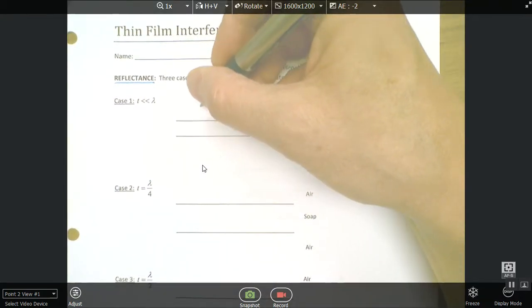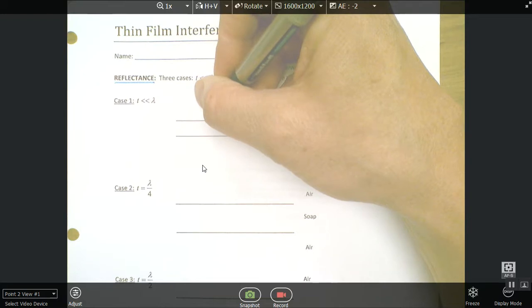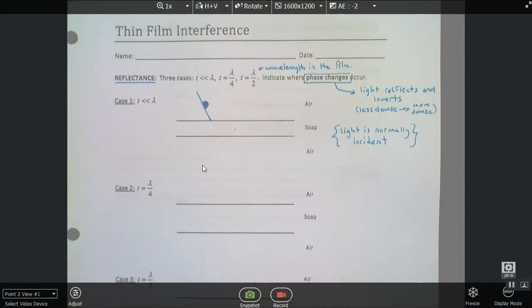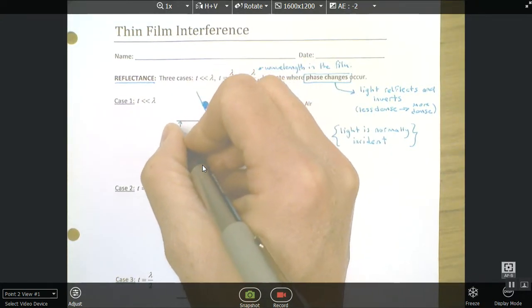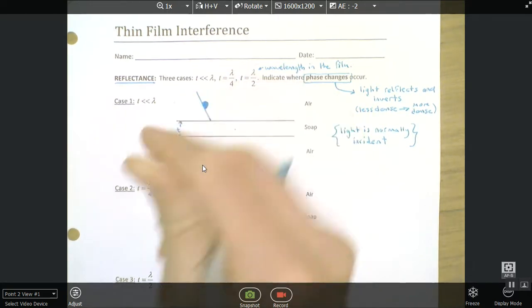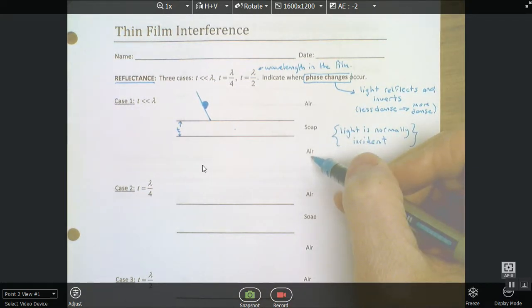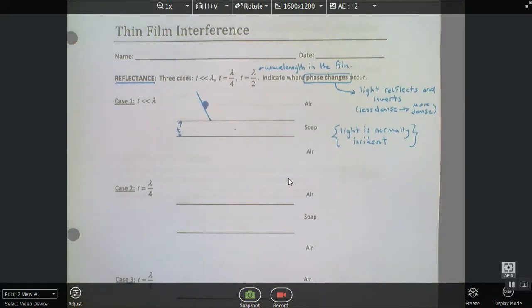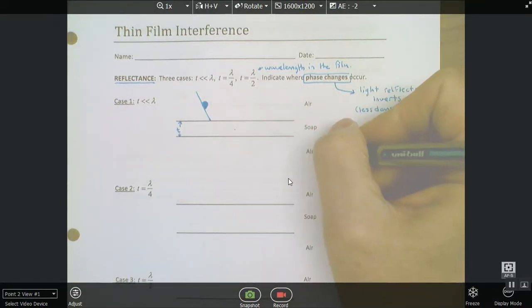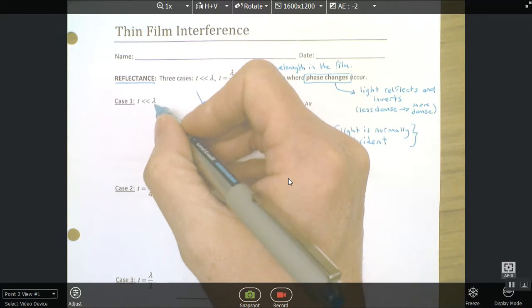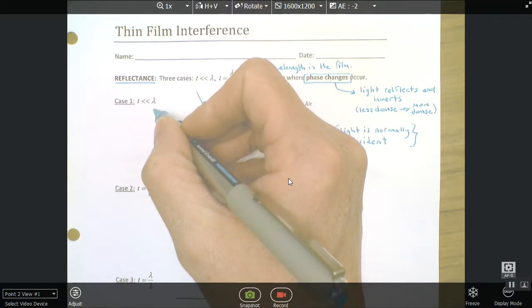The way I like to do this is if I show an incident ray coming in, we know it's a wave, so I'm going to show it as a crest. I'll do it like this. So a crest wave comes and is incident on the material. What we're going to call this here is our thickness, T. That little T is the thickness of the film. So this is air to soap and then to air. Now, here's the situation. If the thickness is very, very thin compared to the wavelength, let's see what happens.